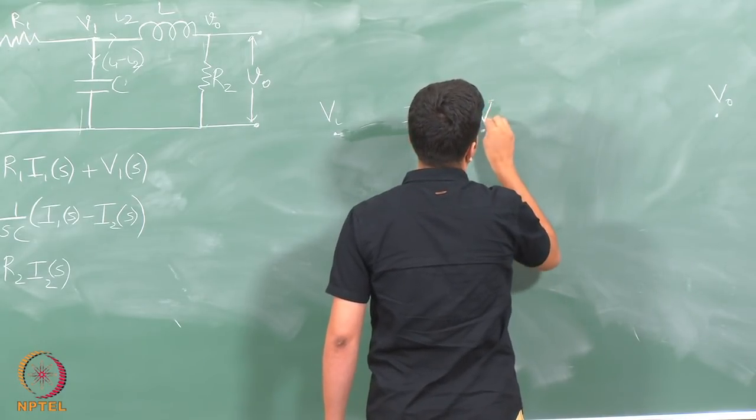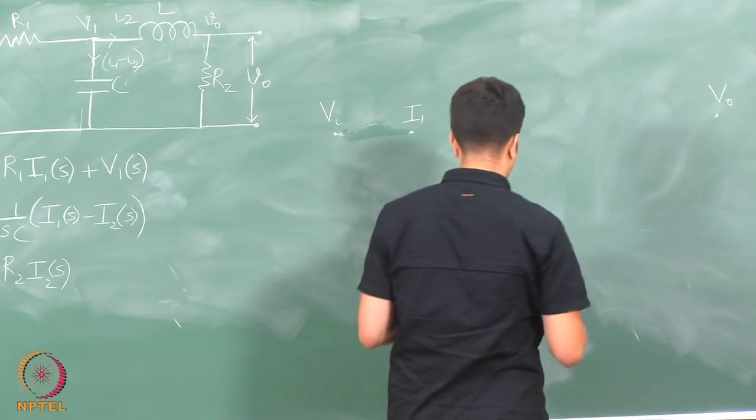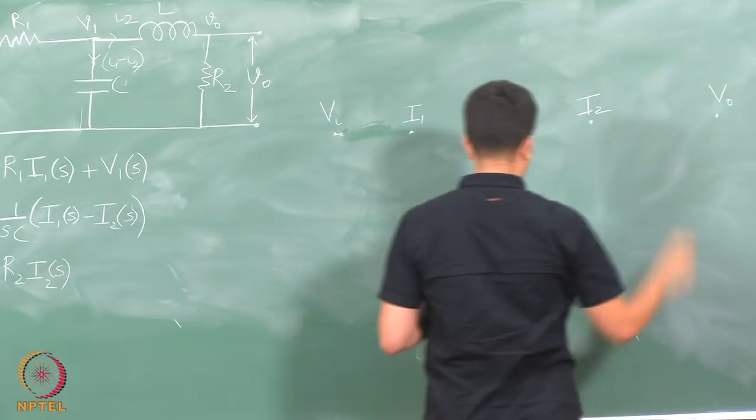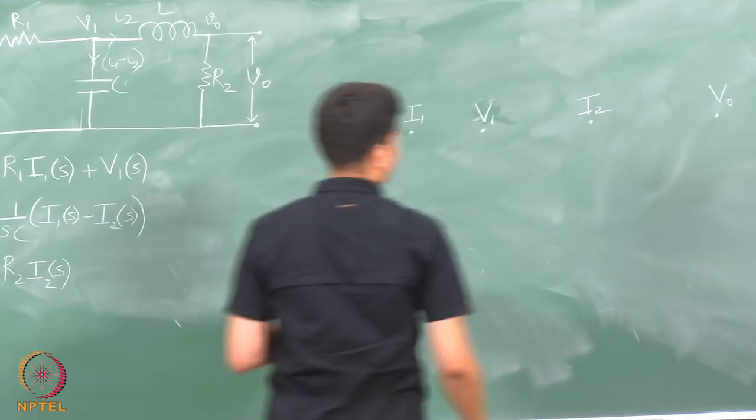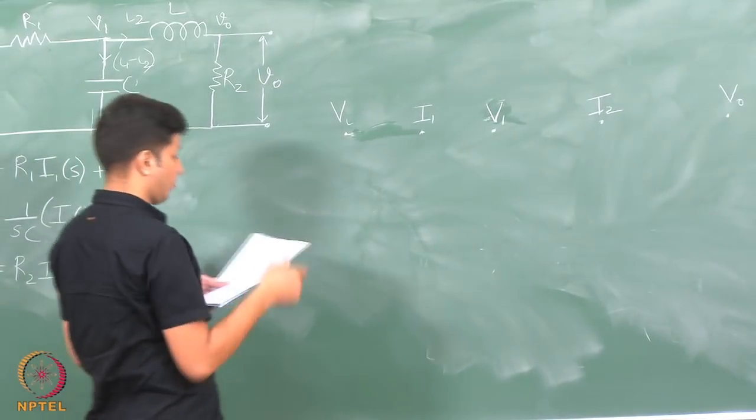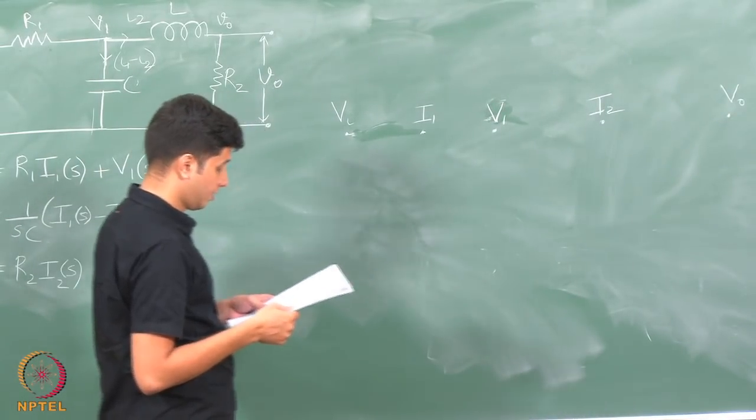V1, I2, and V0. Again, everything is in S domain. We are just using the variables directly without representing S.